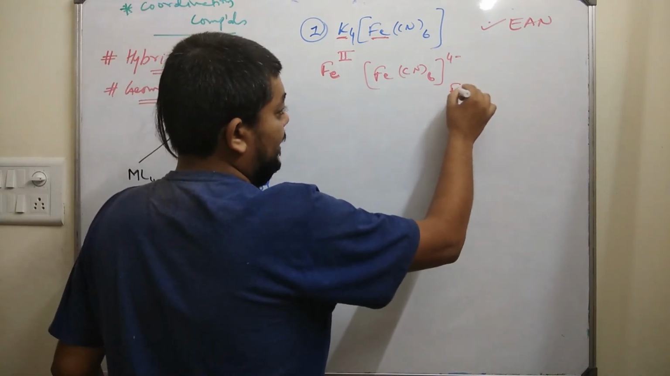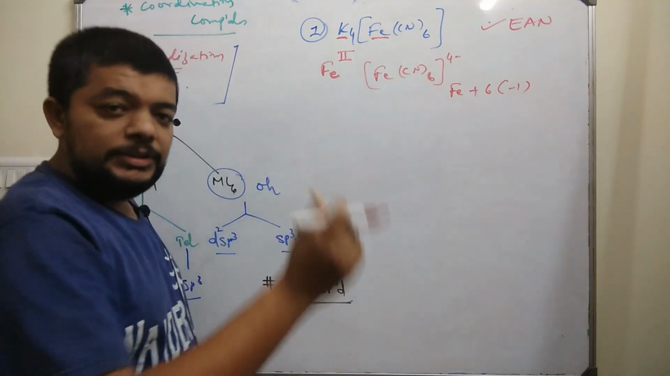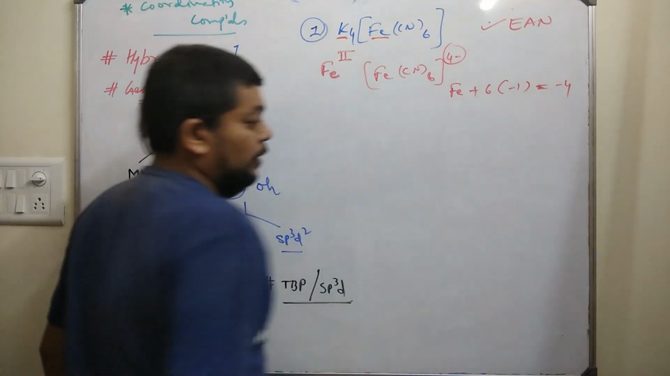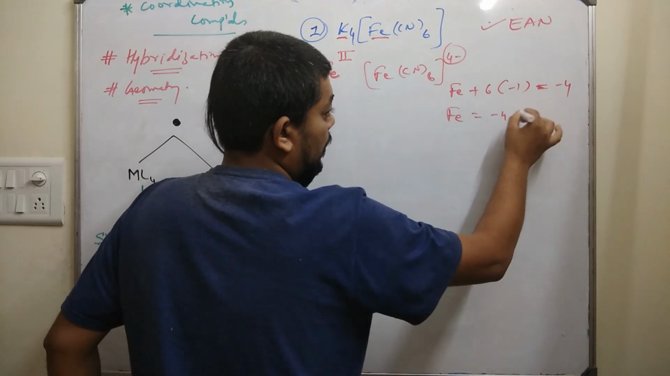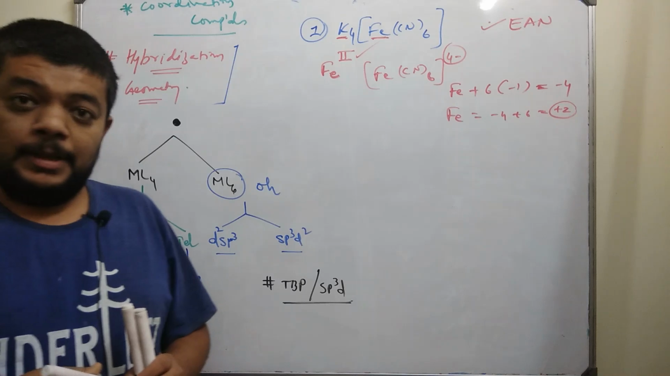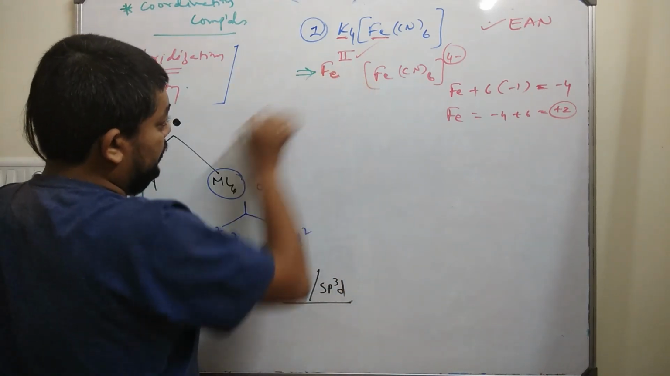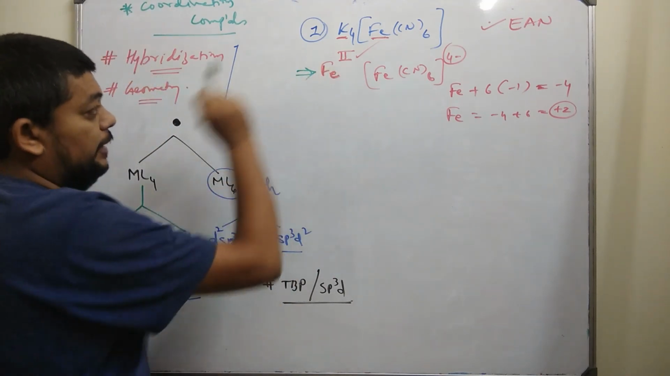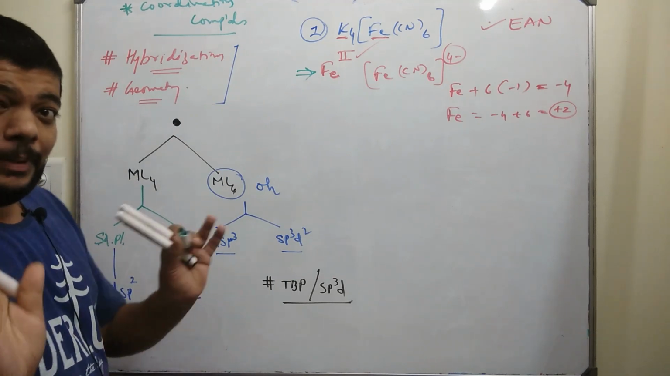Now, according to the mathematics, Fe plus 6 times CN, which has a -1 charge, equals the charge that is on the top as a superscript, which must be on the right hand side. If I solve this simple mathematics, it is -4 plus 6, leading me to a +2 oxidation state, which was already mentioned. And I expect from the learners that we should be very proficient in getting this answer in a single shot.